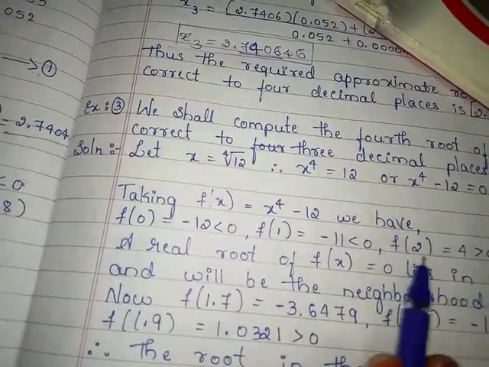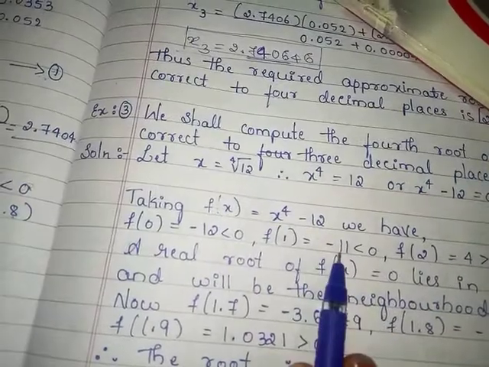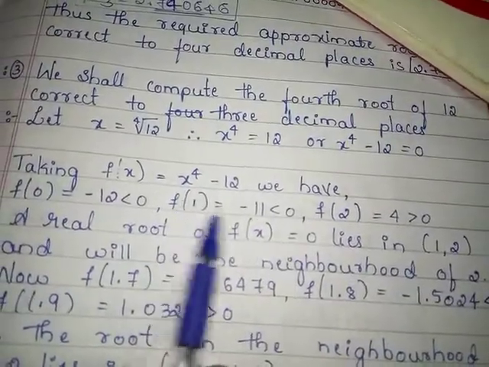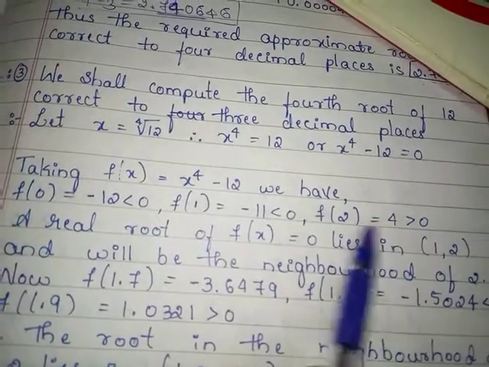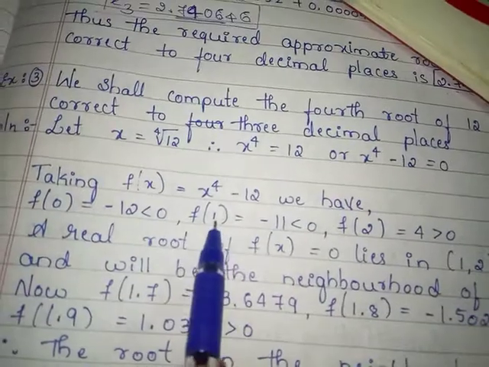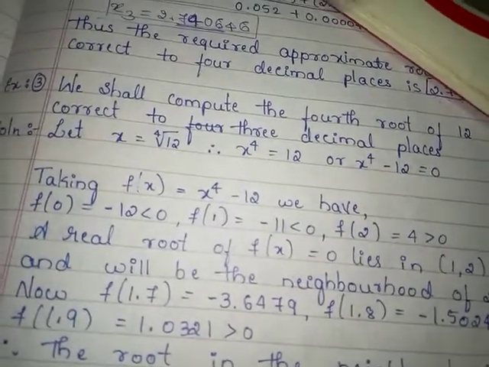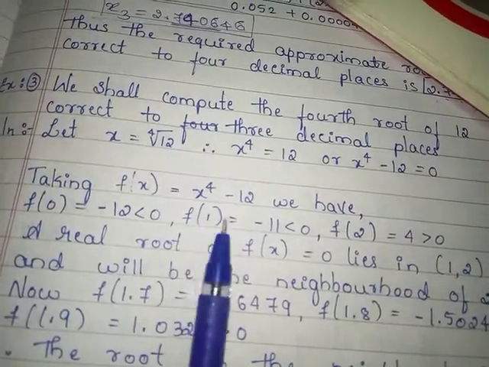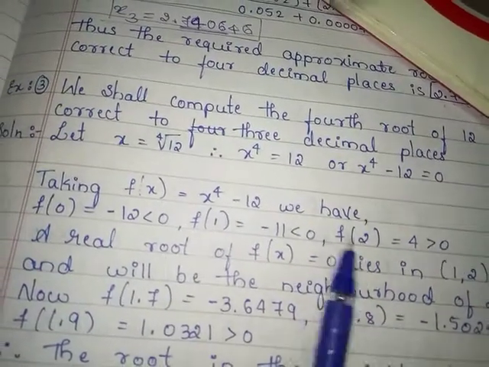1 and 2 are two consecutive numbers, and one value is negative, another value is positive. Therefore, this will be the value of f of a, and this will be the value of f of b. Therefore, f of a is equal to minus 11, and a value is 1. f of b is equal to 4, and b value is 2. Therefore, our real root lies in between 1 and 2.